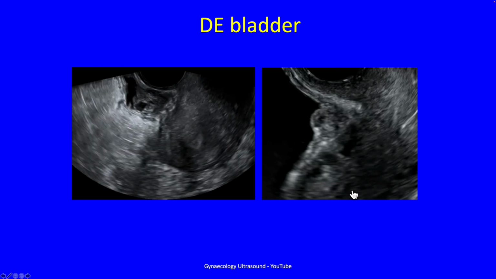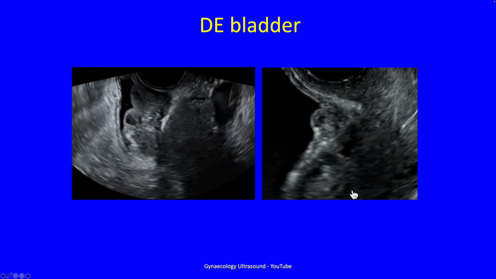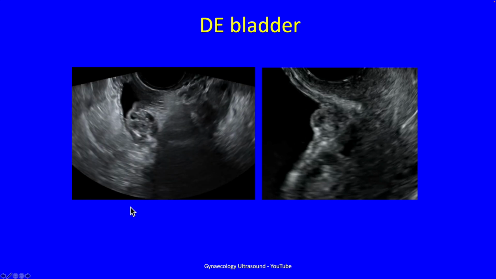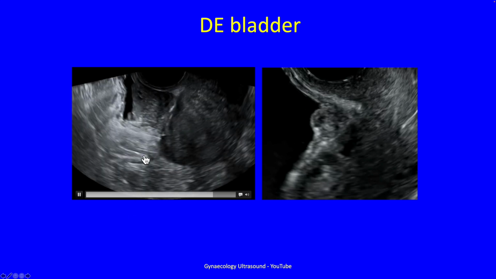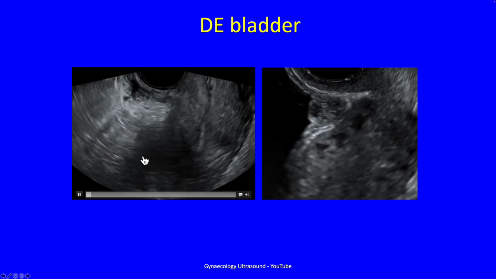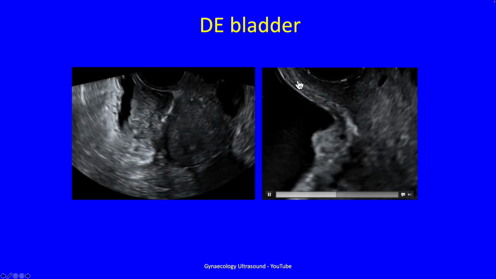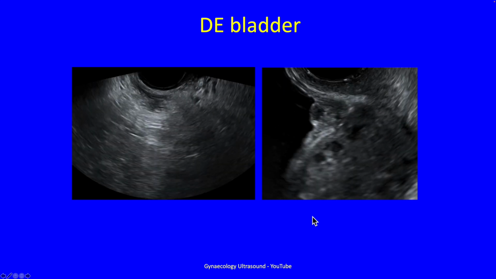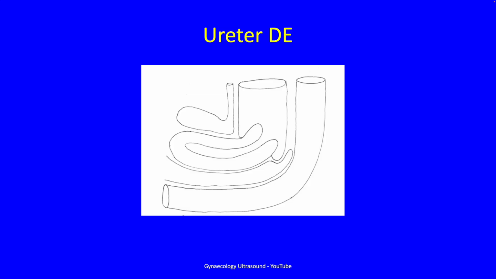And deep endometriosis, you can get that in the bladder. It's not as common as in the bowel, but look here, the entire posterior wall's been replaced by nodules of deep endometriosis. This one is a bit more typical. It's a nodule of deep endo. You can see the muscularis layer in the bladder wall, and this is a nodule of deep endometriosis in the bladder. Very important to look for.